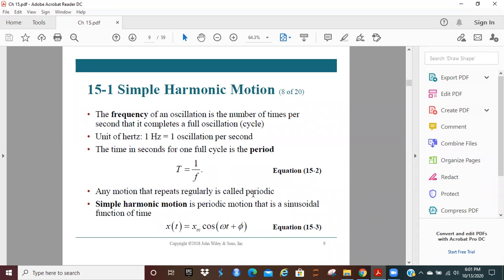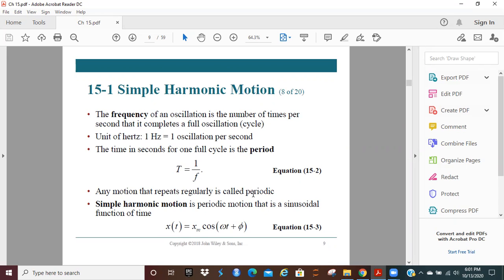All right. So the frequency of an oscillation is going to be the number of times per second that it completes a full oscillation or a full cycle. So the unit of hertz is going to be defined such that 1 hertz is 1 oscillation per second. The time in seconds for 1 full cycle is going to be the period. So if you take the frequency, take its reciprocal, then you're going to end up with the period. And that's how they're related to each other. Any motion that repeats regularly is considered to be periodic.